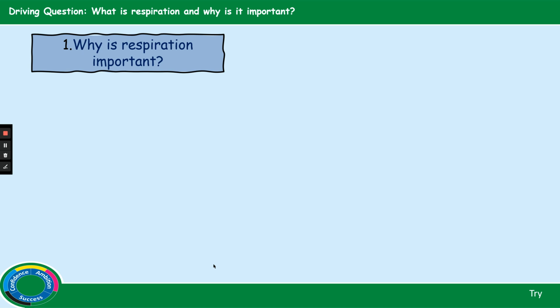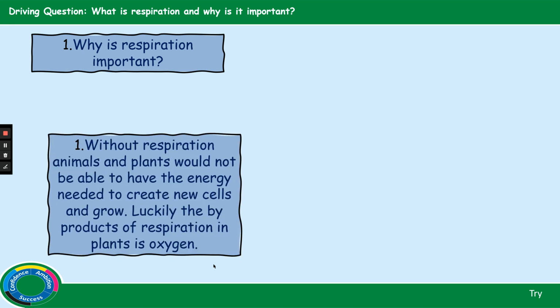Okay, so this is my answer. So, without respiration, animals and plants would not have the energy needed to create new cells and grow. We need to produce new cells, whether it's through mitosis or meiosis, or whether it's sex cells or cells for growth and repair. We need that energy. Plants do too. A plant's meristem needs that energy to create new leaves. So respiration is really, really important.